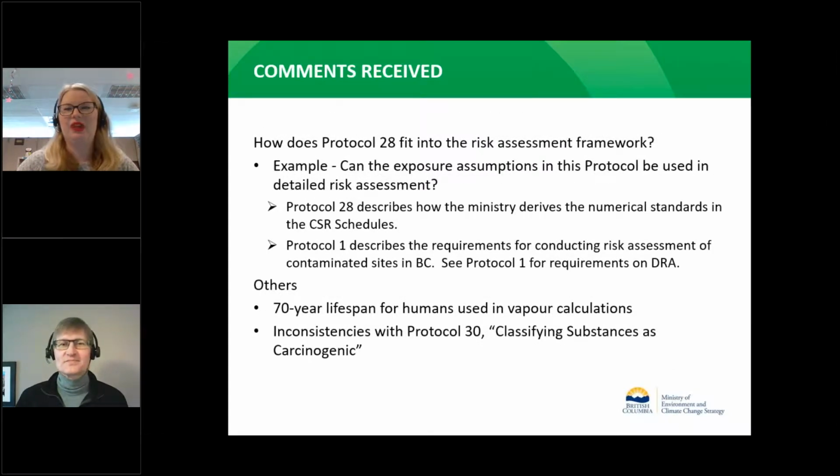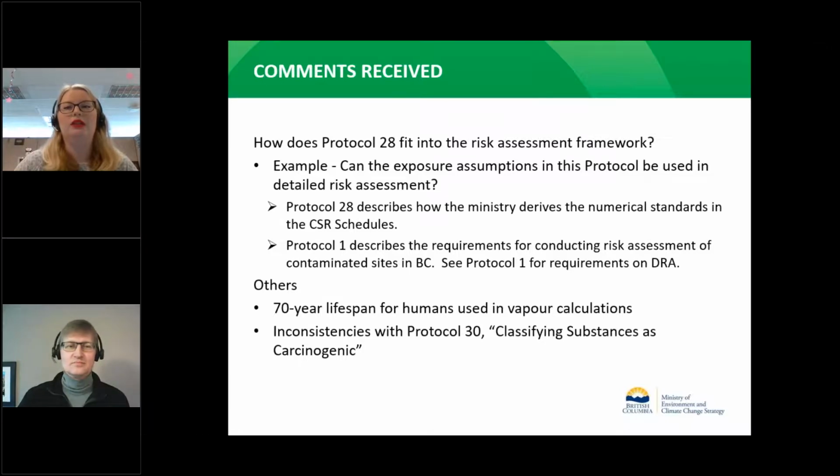Thanks, George. So carrying on through the comments that we received, and as George mentioned, a common comment related to how Protocol 28 fits into the framework for conducting risk assessment. For example, a number of questions were received asking if the exposure assumptions in Protocol 28 can be used in detailed risk assessment. I would like to clarify on the intent of this protocol. It describes how the Ministry derives the numerical standards that are found in the CSR.